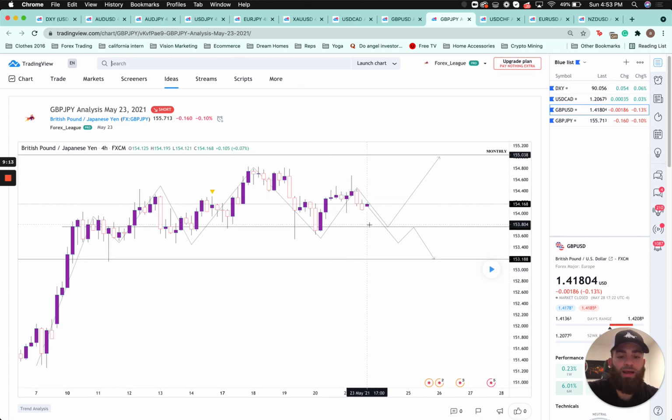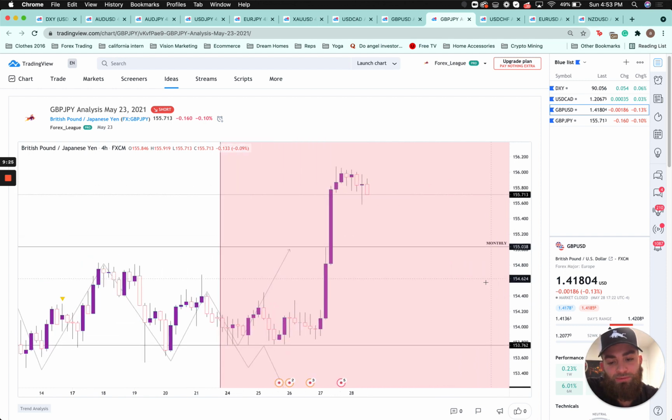We're either going to go back into the support and go long, or we're going to break the support and go short. Support is at 153.760, as you can see right there. Let's play it forward and see what happened.